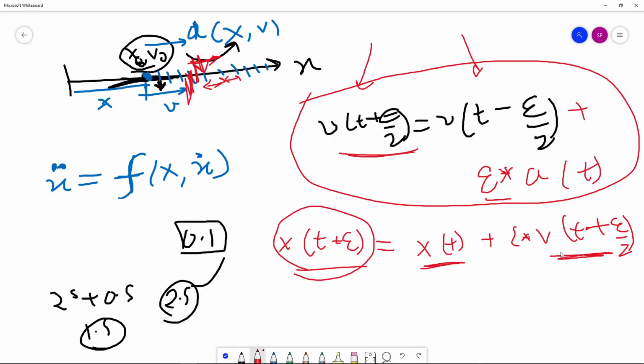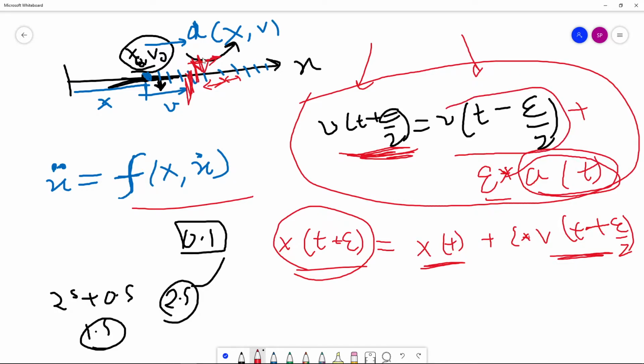Now to know this v, we can use the acceleration and the initial v. Wait, let me do this. These are 2 points. To calculate v here, we use v here and v here, and acceleration here. And to calculate this acceleration, we use the positions here and velocity here.